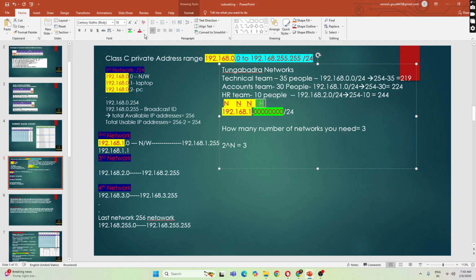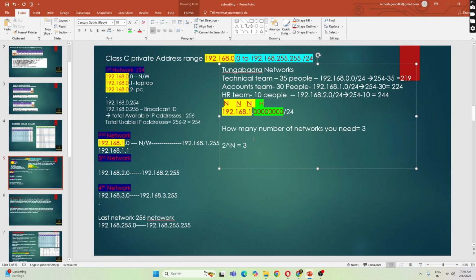Host bits only vary, right? Here you can see host bits only vary 0, 1, 2, 3 like that. The network bits are fixed. That's why I'm not converting these network bits into binary. I just converted 0 into all zeros. Now listen carefully.